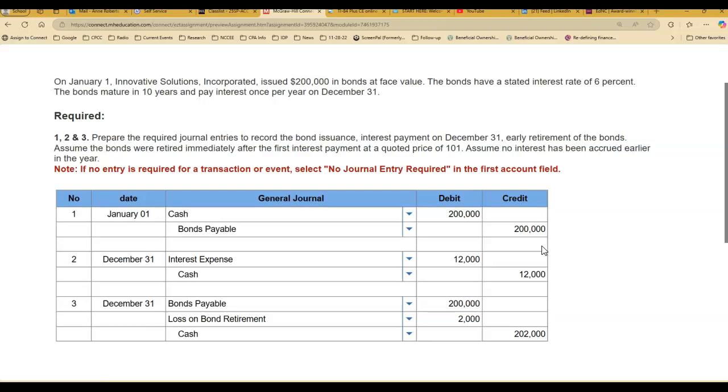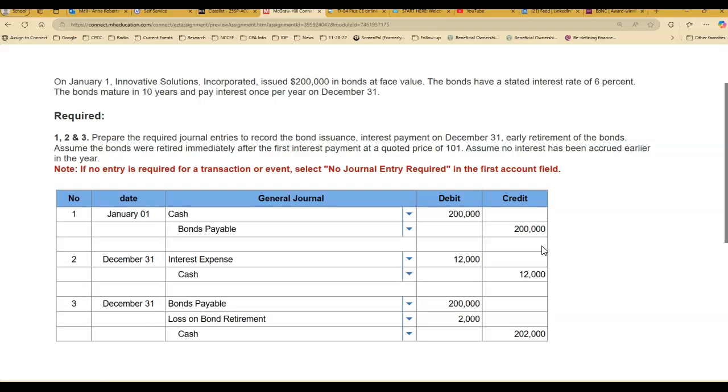Then we determined it cost us $202,000 to, call it, extinguish a $200,000 debt, therefore costing us more. So notice what happens there. We've got a loss on the bond retirement. Does that make sense? We had a $200,000 loan, effectively, on the books, and to get it off the books, it cost us more than the amount that was on the books. So if it cost us more to get rid of that liability, we've got a loss.